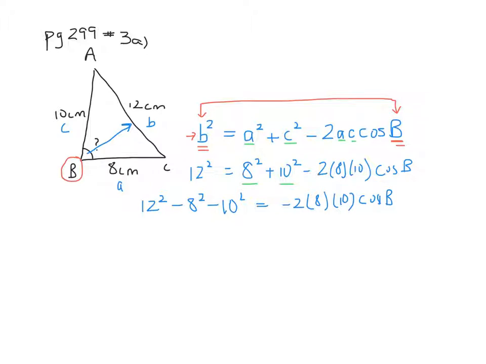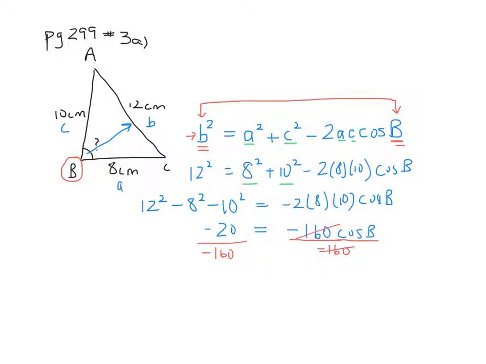Now if we continue with our calculation, if I calculate 12 squared, take away 8 squared, take away 10 squared, I'm left with negative 20 on the left side of the equal sign. And then on the right side, we've got negative 2 times 8, which is negative 16, times 10 is negative 160, times the cosine of angle B. Now, to get the cosine of angle B by itself, I'm going to divide both sides by negative 160 to undo it.